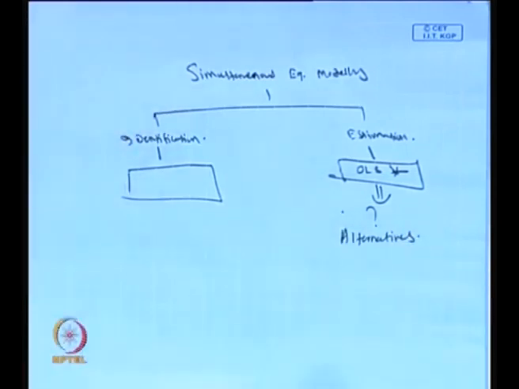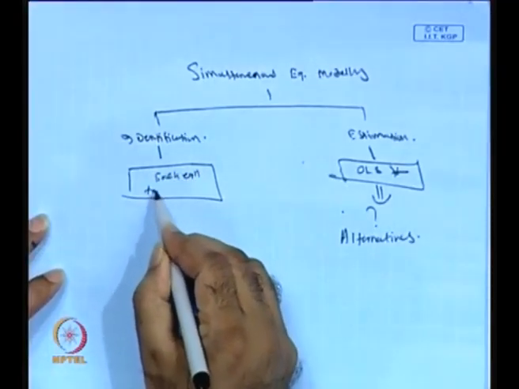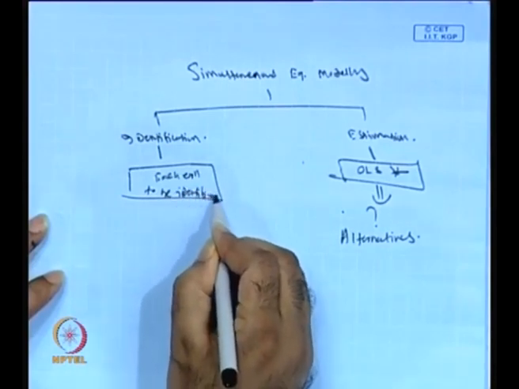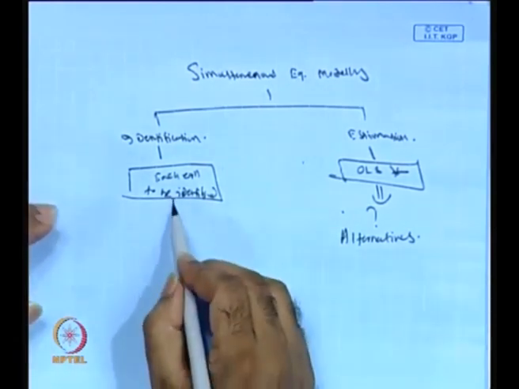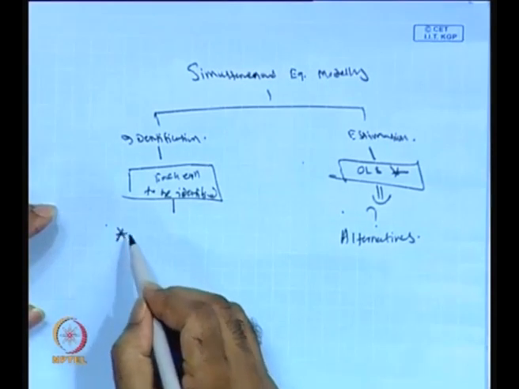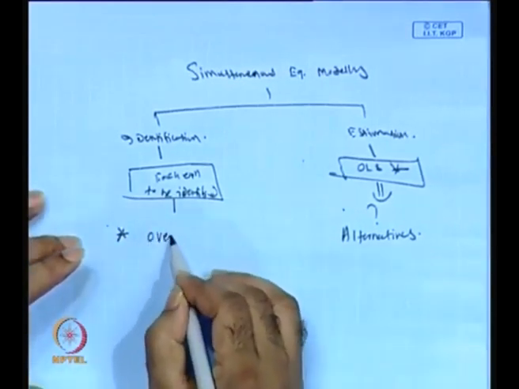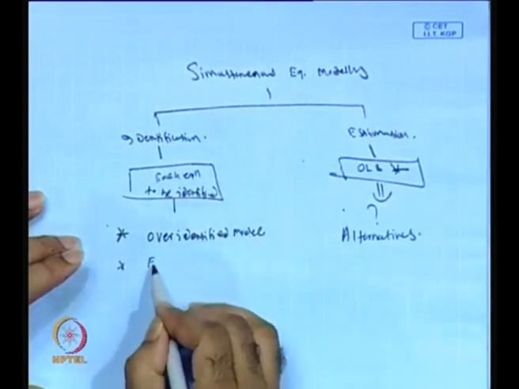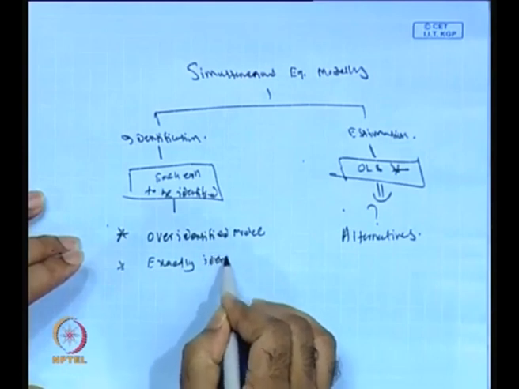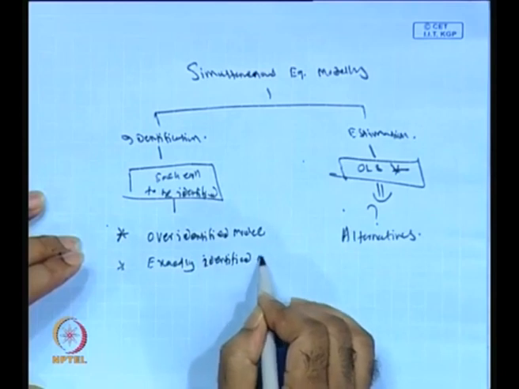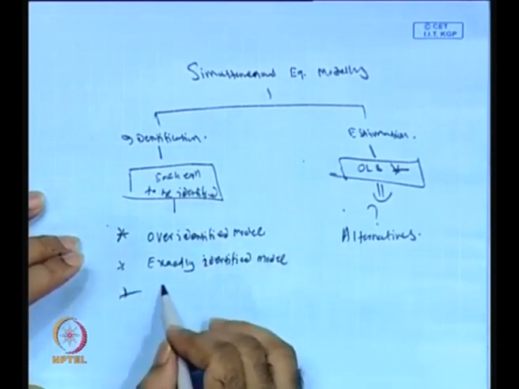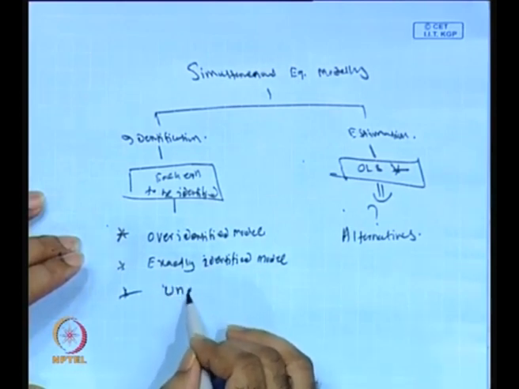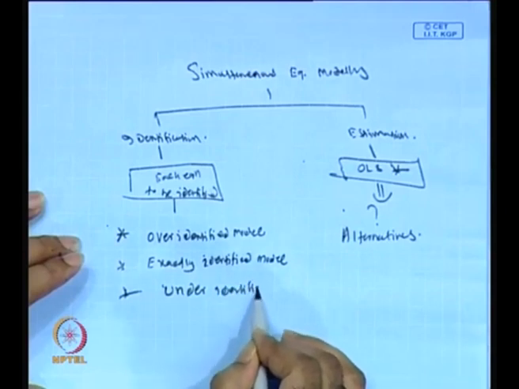Now in the case of identification, each equation has to be identified in the system. So how do we identify? When we go for identification, there are three different setups you will find. One is the over identified model, then the exactly identified model, and then the under identified model.